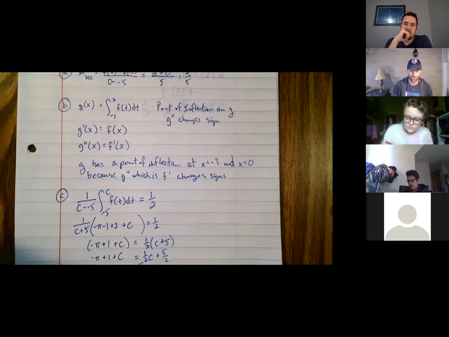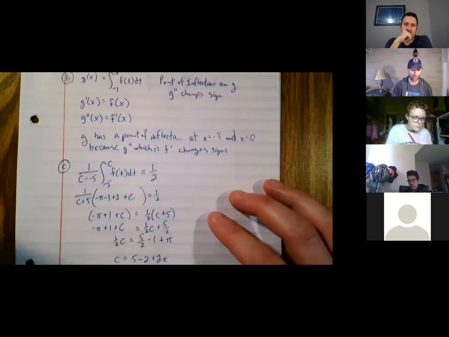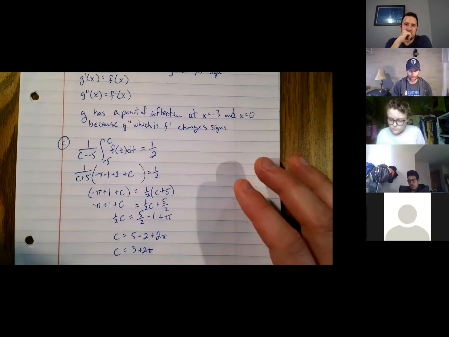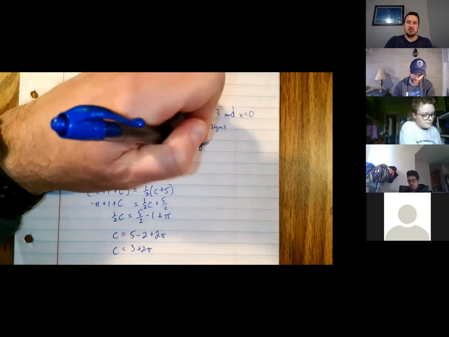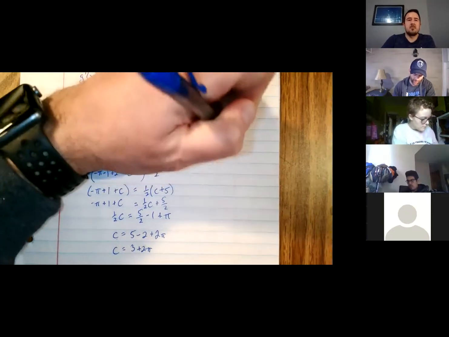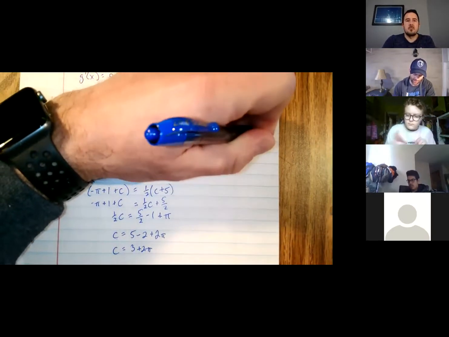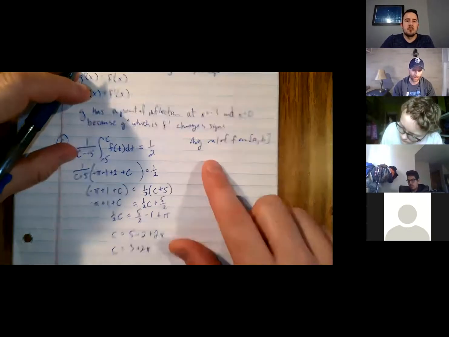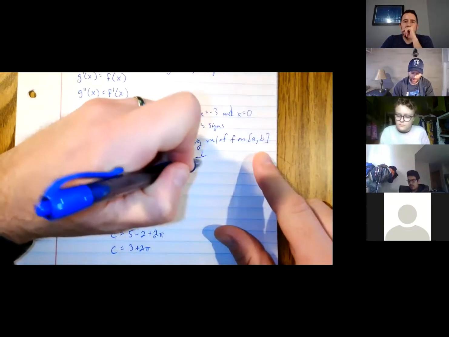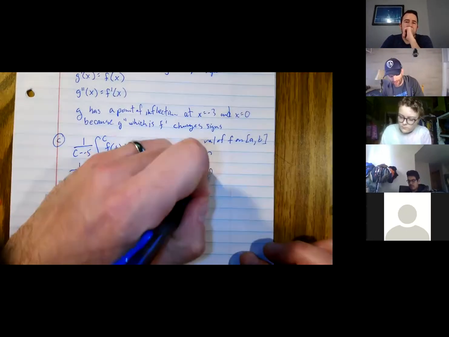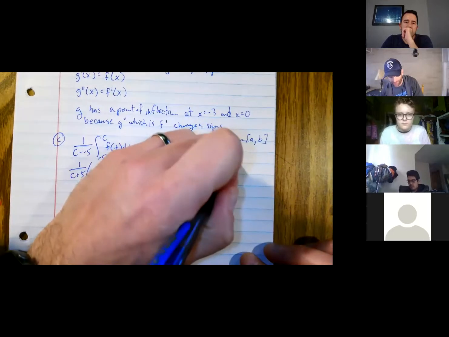All right, so part C. Find the value of c for which the average value of f over the interval -5 to c is equal to 1/2. We have to remember the average value formula. The average value of f on the interval a to b, which is how we gave it when we did this section, is 1 over b minus a times the integral from a to b of f of x dx, right? That's how we gave it.